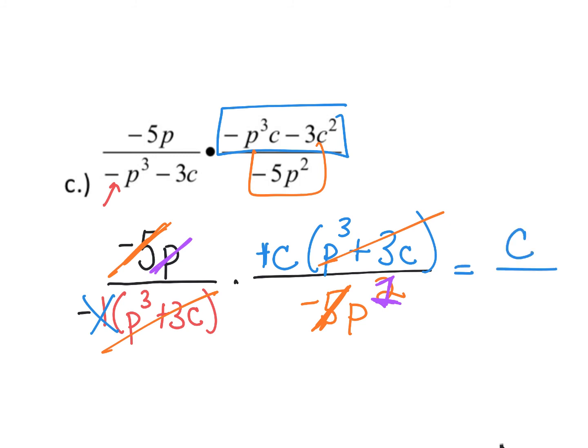And then on the bottom, it's just P. So C over P is our answer.